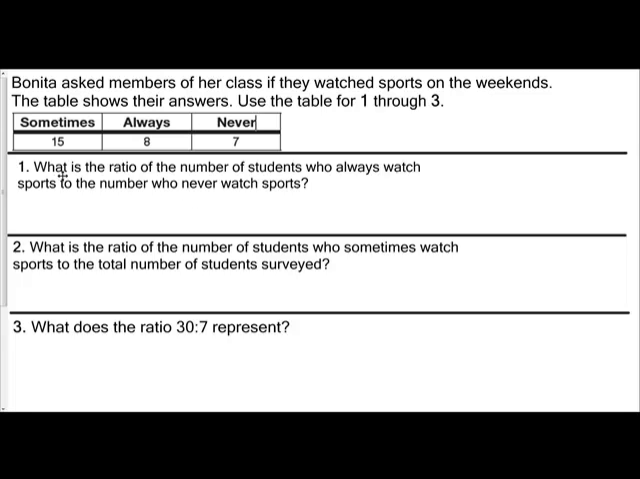So what is the ratio of the number of students who always watch sports to the number who never watch sports? So what two things are we comparing? We're comparing those who always with those who never. So let's write the labeling, because remember, all of our answers, all of our work must be labeled: always to never.